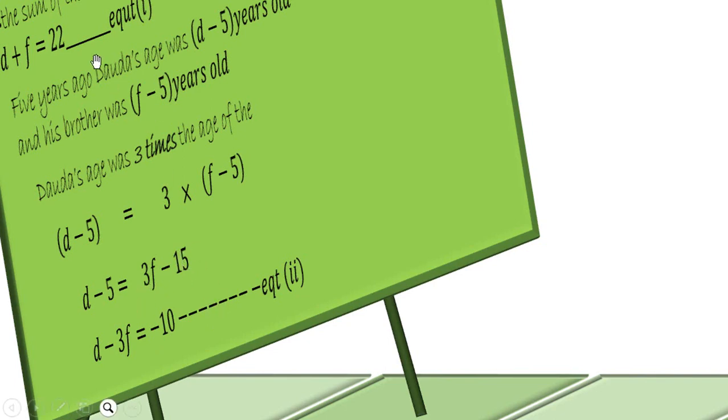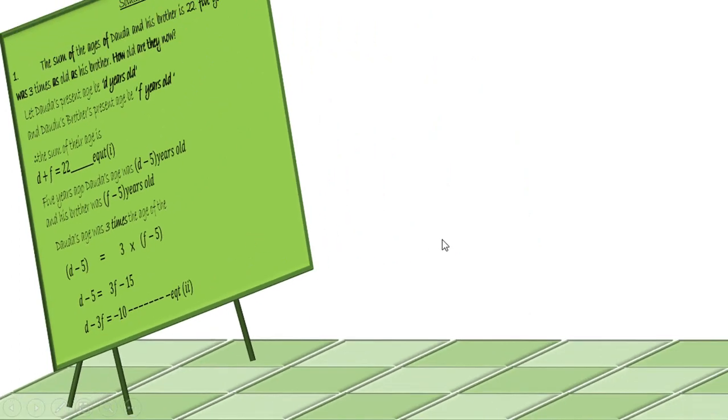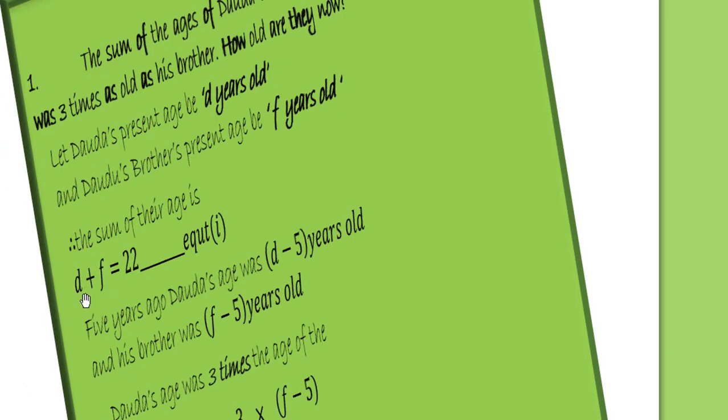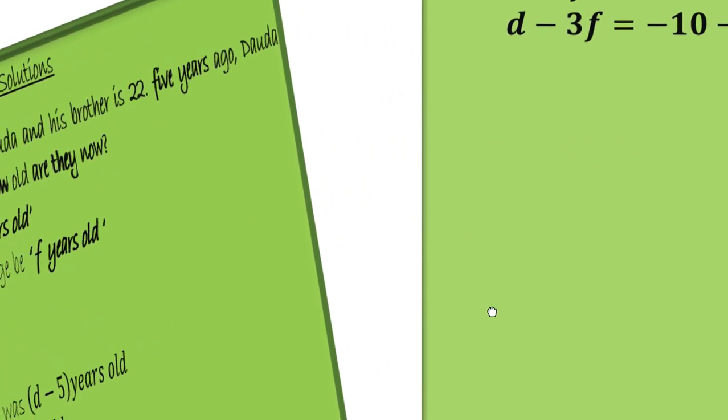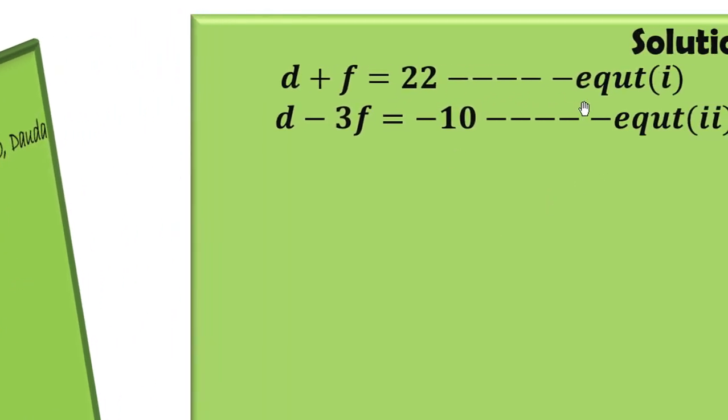So that is what I resolved from this equation 2. Remember, here is equation 1: D plus F equals 22. Equation 2: D minus 3F equals minus 10. So if that is it, then let's bring up our board here. The first equation says D plus F equals 22, and we are having the same thing here, D plus F equals 22, equation 1.